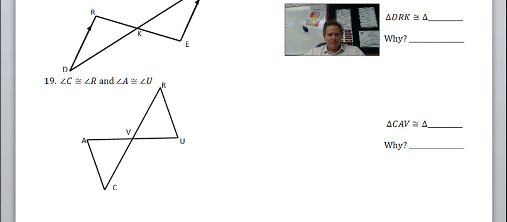Okay. The next one that you have right here, it says C and R are congruent. So let's put these angles are congruent. Those are congruent. A and U are congruent. These two are congruent. And we know that these are vertical angles. So those are congruent. So yeah, these have to be congruent, right? They have all the angles the same. But remember, that's not one of my postulates. I don't have a postulate where I have all three angles that are the same. I need to have a side. So I'd say not congruent. I don't have enough information in order to tell if these two triangles are the same.